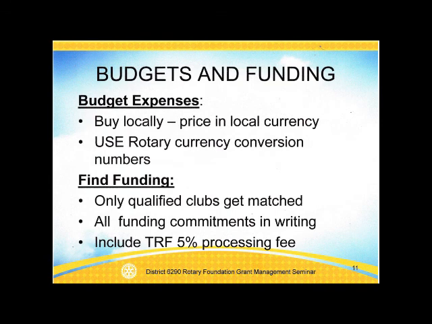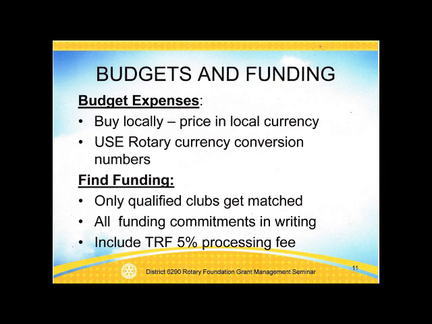In step 8, you'll be asked to provide details about your budget. Be specific and detailed about what you will spend money on, how many of each item, and so forth. It is best if you buy locally, that is, in the host country. You may need to price the budget in local currency, but be sure to convert using Rotary's currency conversion rates back into US dollars for the budget on your application.